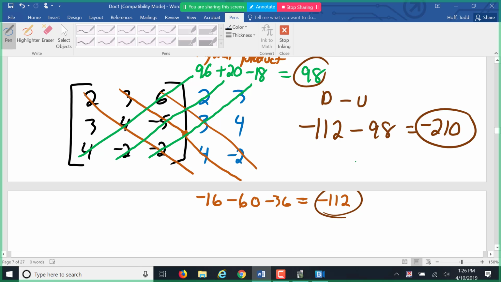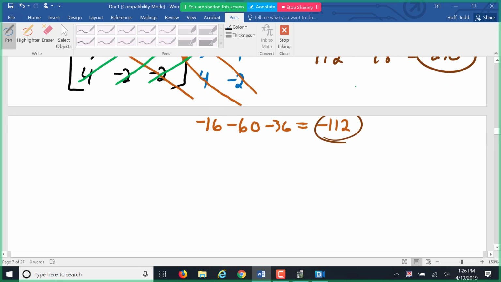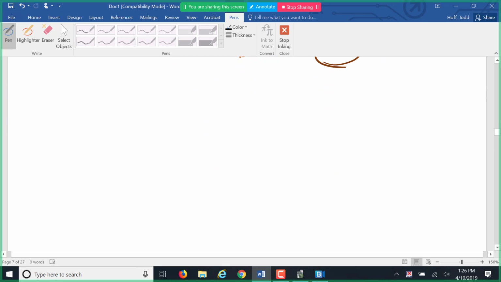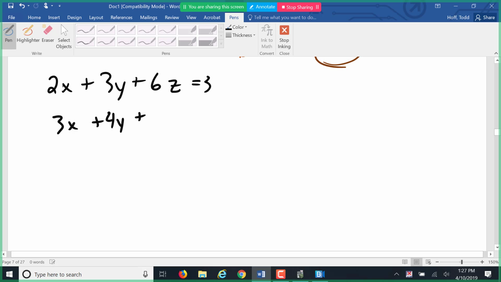So how does this make life easier for us? Well, let's go back to that system of equations we were looking at. 2x plus 3y plus 6z equals 3. 3x plus 4y minus 5z equals 2. 4x minus 2y minus 2z equals 1.